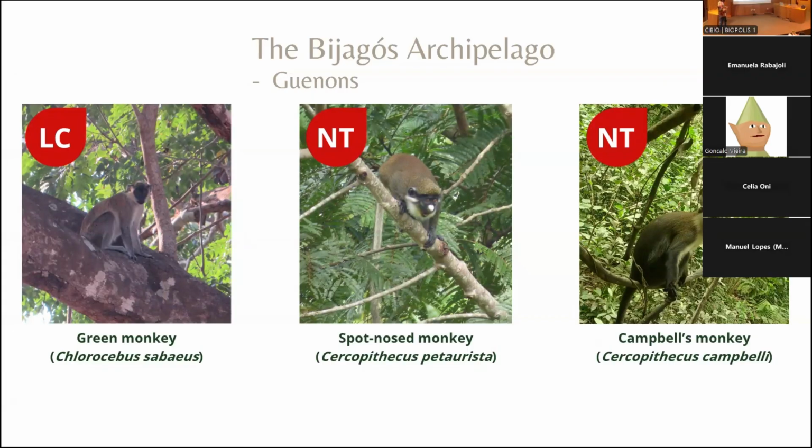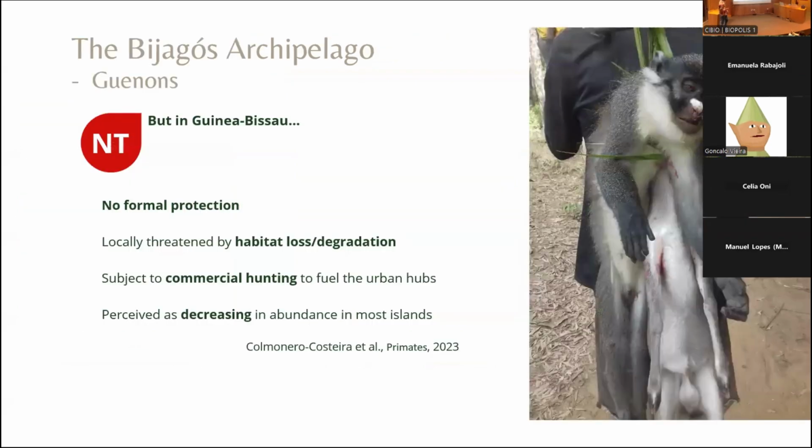These are all guenons. Guenons are known to be the most genetically diverse primates in Africa. And most of the species are also known to be quite flexible. Because of their wide range and this flexibility, they're not necessarily of any conservation concern. As you can see, the green monkey is least concern, and the spot-nosed and Campbell's monkeys are near threatened. Most of the presentation is actually going to be about the spot-nosed monkey, because the spot-nosed monkey is near threatened globally, but in Guinea-Bissau, the populations on the mainland are thought to have been extirpated in the last 30 years.